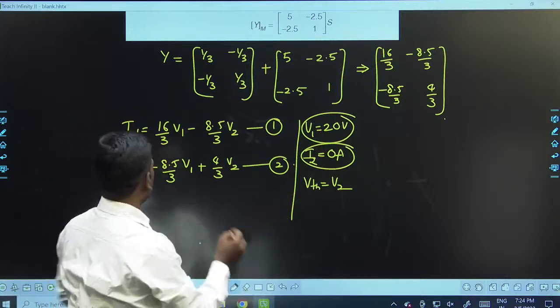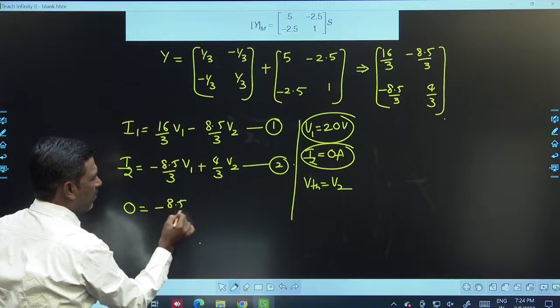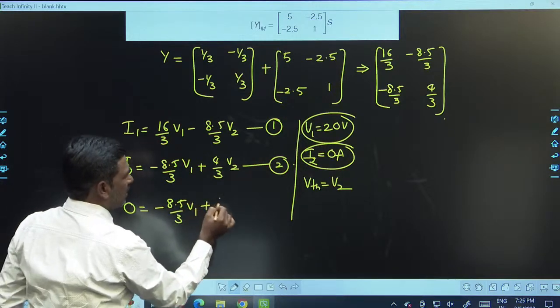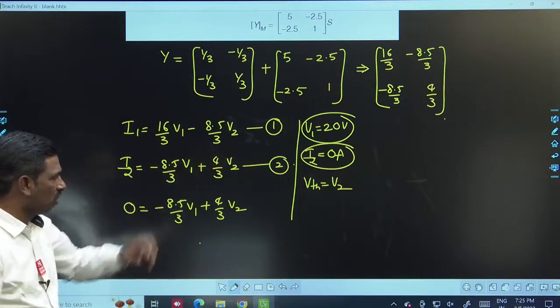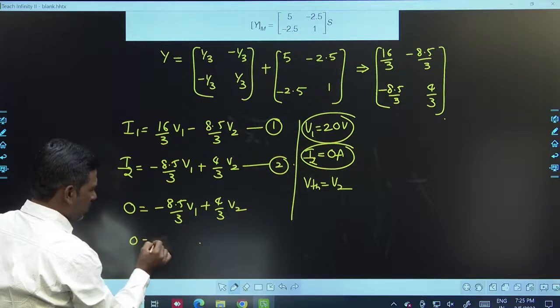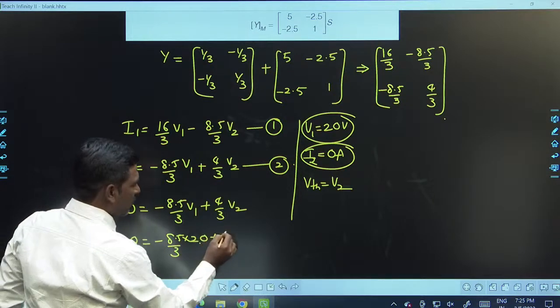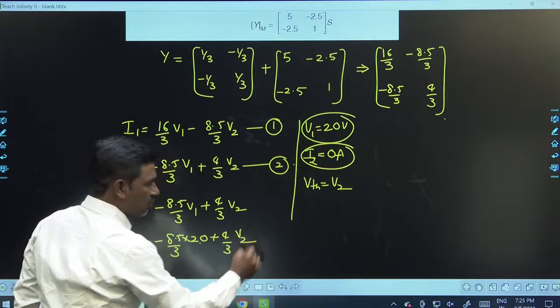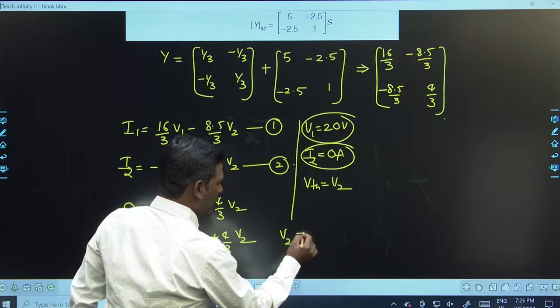VTH is equal to V2. Substitute here now. I2 is equal to 0 minus 8.5 by 3 into V1 plus 4 by 3 into V2. Our intention is V1. V1 is already given as 20 volts. Just substitute here now. 0 is equal to minus 8.5 by 3 into 20 plus 4 by 3 into V2. So the 3 gets cancelled.